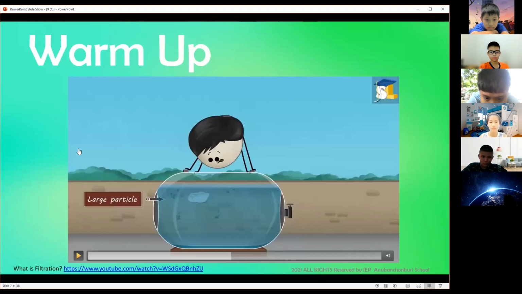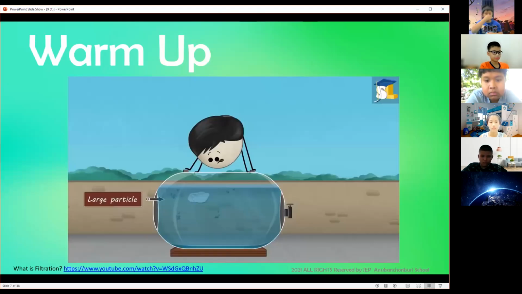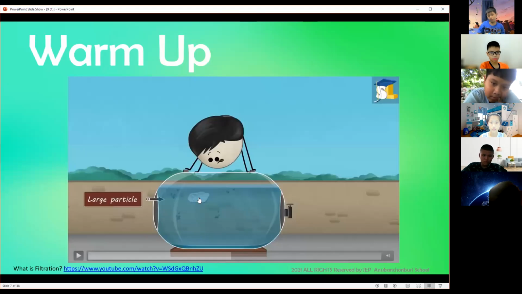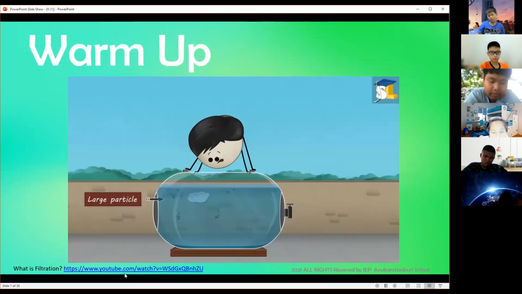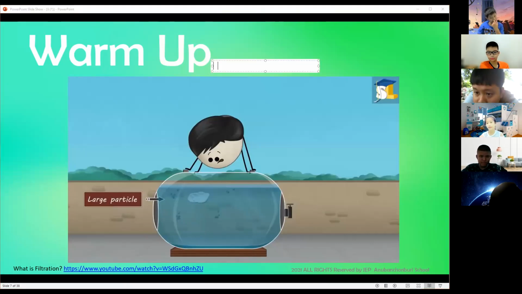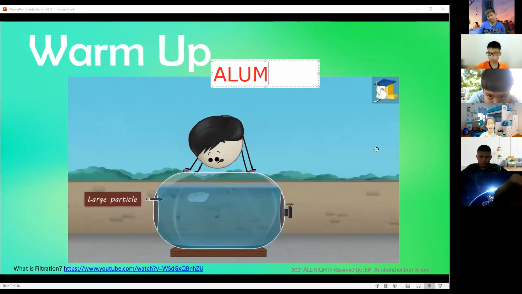Okay, I will stop right there so that you will be able to understand. Now, what is this thing again? This thing is called alum. Okay, that is the name of the material. That is the alum right there.